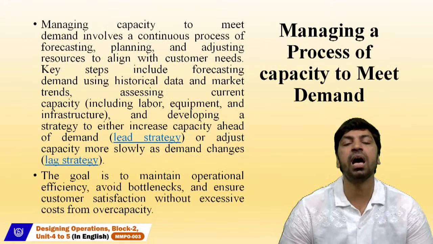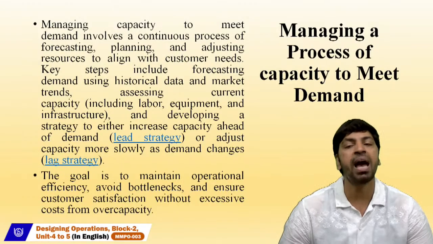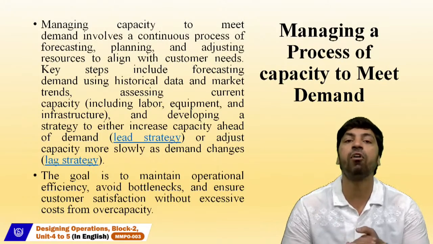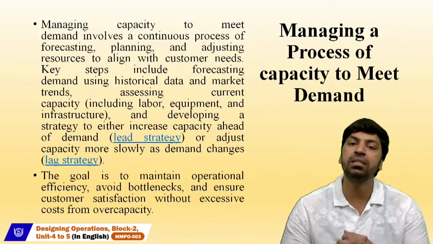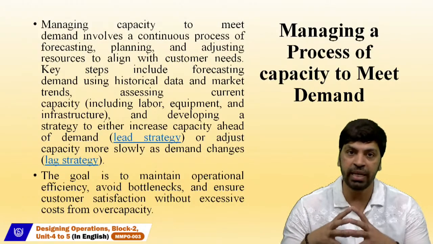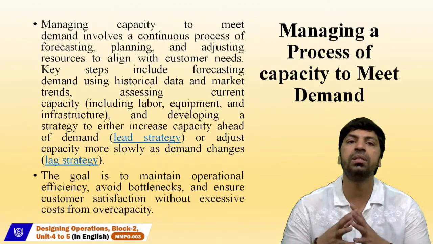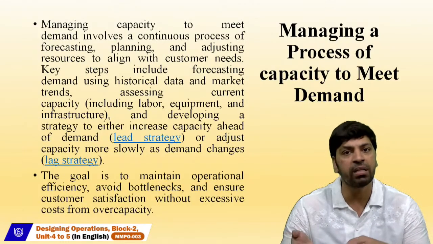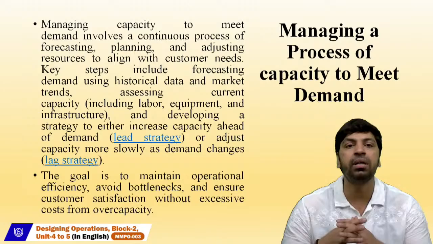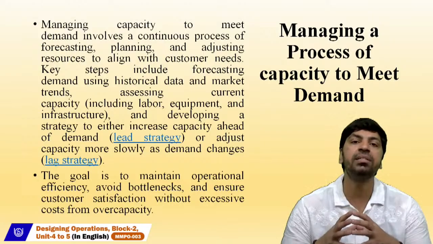Next section is how to manage the process of capacity to meet demand. Managing capacity to meet demand is a continuous process of forecasting, planning, and adjusting resources that ultimately aligns with customer needs. There are key steps, which include forecasting demand using historical data, assessing the current capacity including labor, equipment, and infrastructure as well, and developing a strategy.